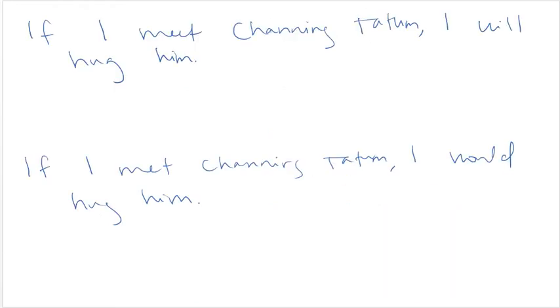So just to practice really quickly: if I meet Channing Tatum, I will hug him. So if is si. And then this is the present tense, so just the regular present tense. Si conozco a Channing Tatum. I will hug him. Him is going to be the direct object pronoun lo. And then will is the future tense. To hug is abrazar. So the future tense for yo, for abrazar, is abrazaré. If I meet Channing Tatum, I will hug him.